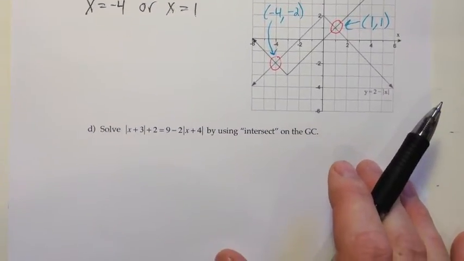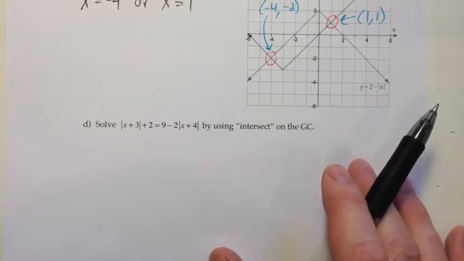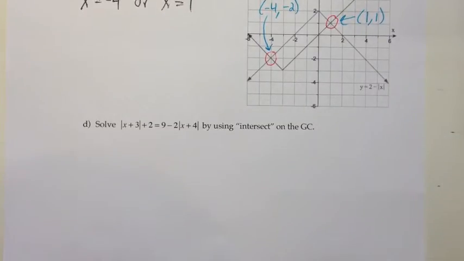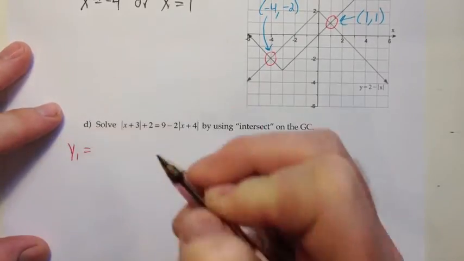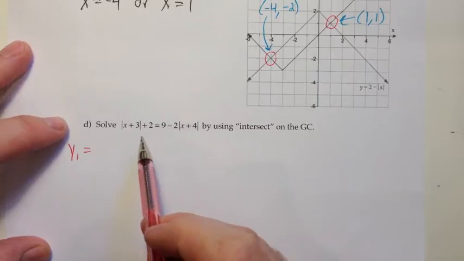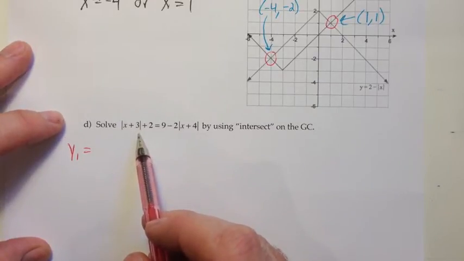So let's look at a similar version of that where it's up to us to look at the graph and create the intersections, but it's a very similar problem. We have an absolute value on each side and they want us to use the intersect feature on the graphing calculator to find the answer. So I want to let y1 be the left side. There are no straight up and down absolute value lines on the TI-84.